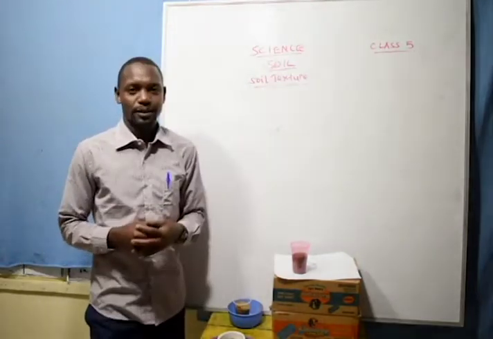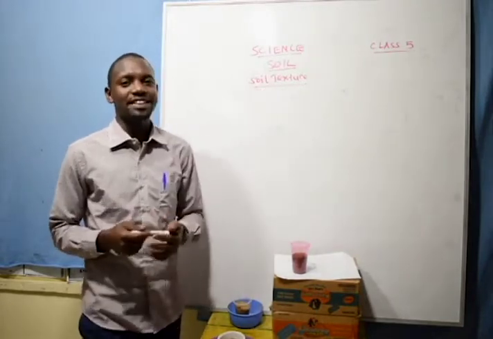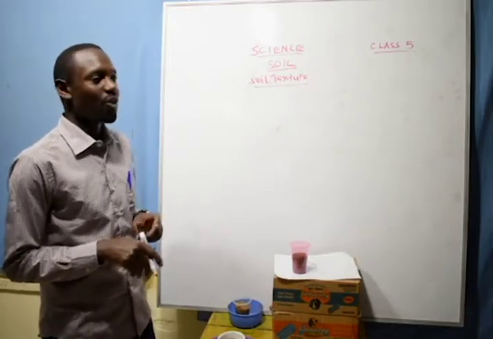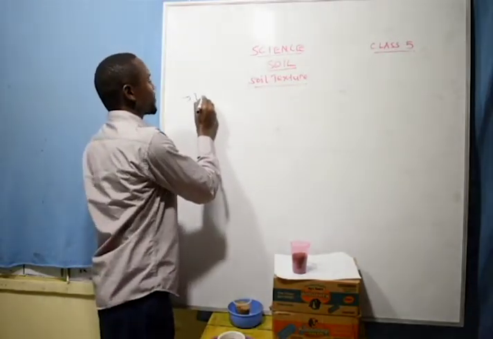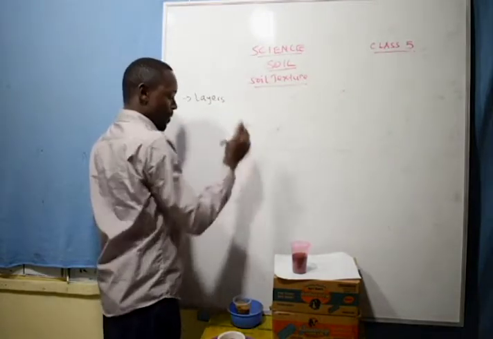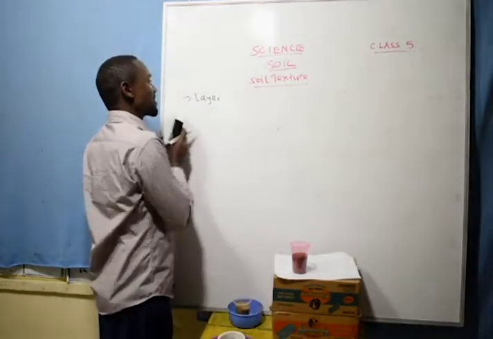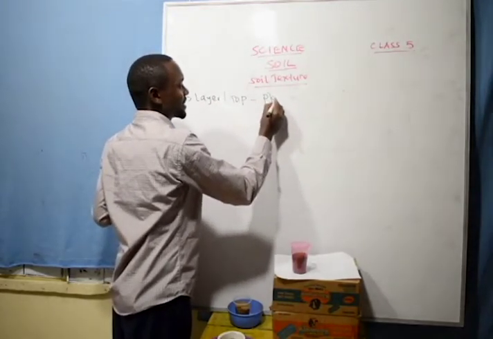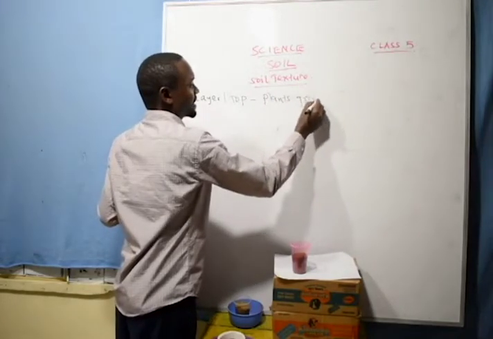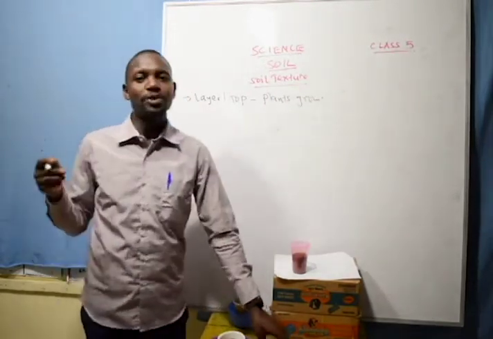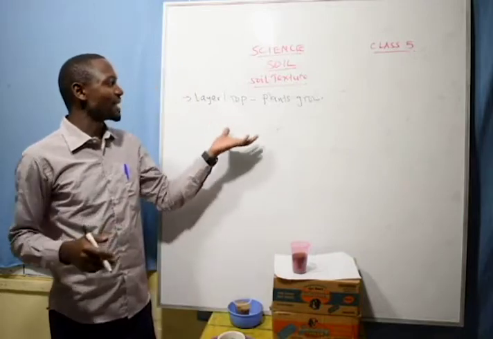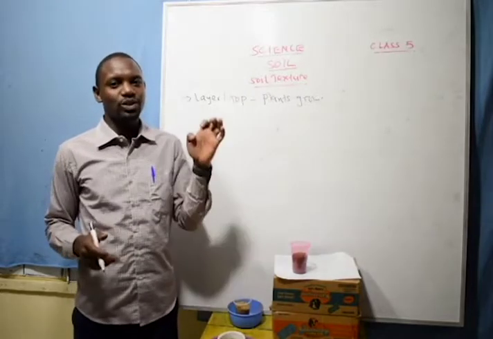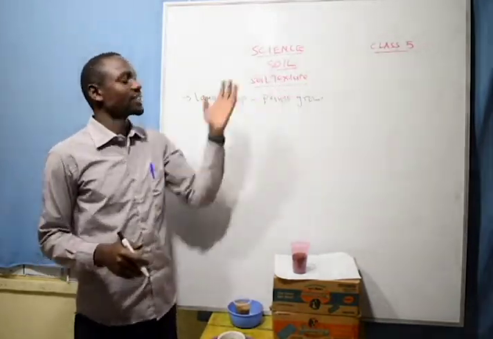Now what is soil? Soil is defined as the uppermost layer of the earth's surface where plants grow. The uppermost layer, or the top layer of the earth's surface, where plants grow. That is soil. We looked at the plants, whereby we said we have some plant parts which grow in the soil. So we are looking at soil.